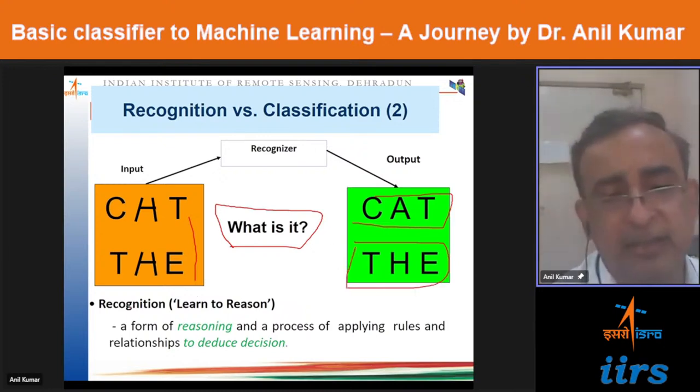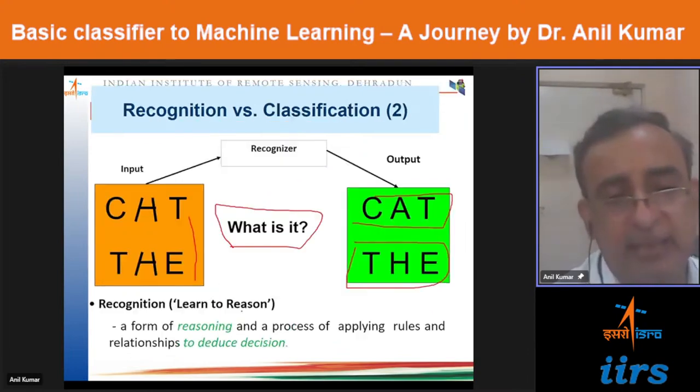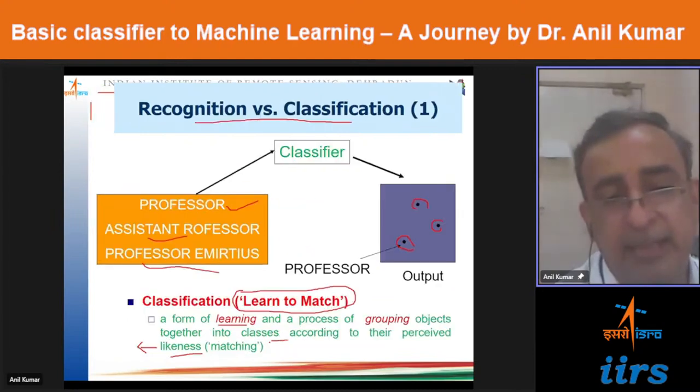So here recognition is learn to reason. In the previous case, it was learn to match, and here it is learn to reason, a form of reasoning and a process of applying rules and relationships to reduce the decisions. So this is the difference between classification and recognition. Recognition is learn to reason, and classification means learn to match.